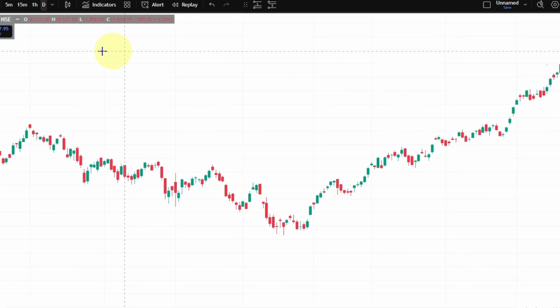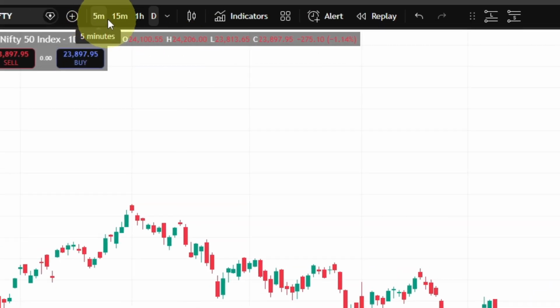Okay, to apply this strategy, we need to open our trading platform and open our desired chart, whether it's stocks, crypto, forex, or futures. You just have to open your favorite chart on your trading platform. After this, we need to choose our time frame, because the time frame matters whether we are doing swing trading, intraday, or investing. So this is the thing which matters a lot.